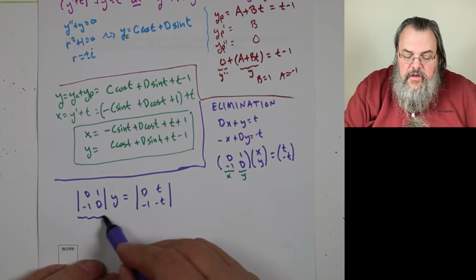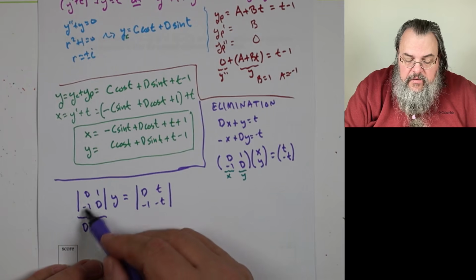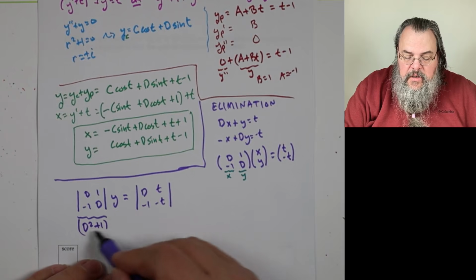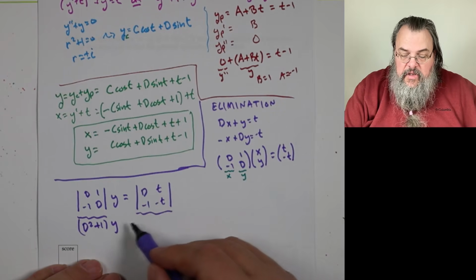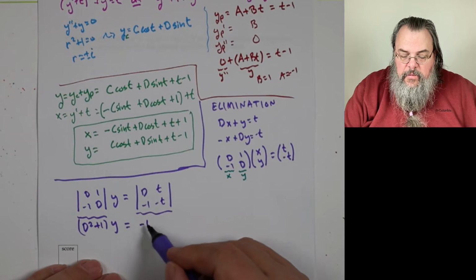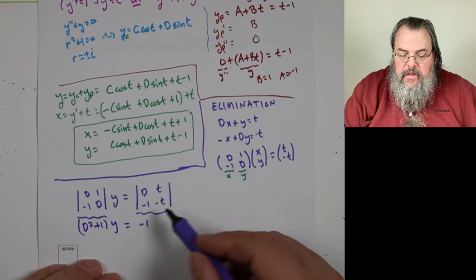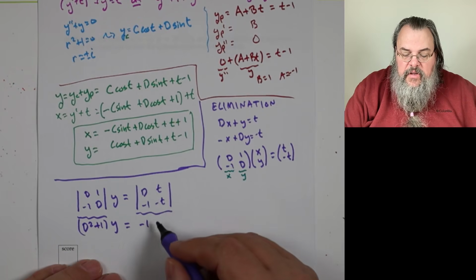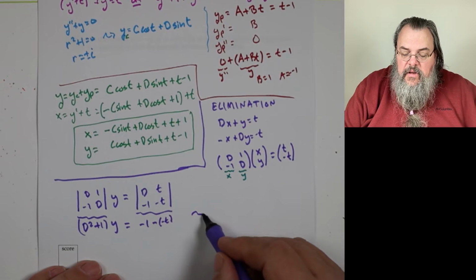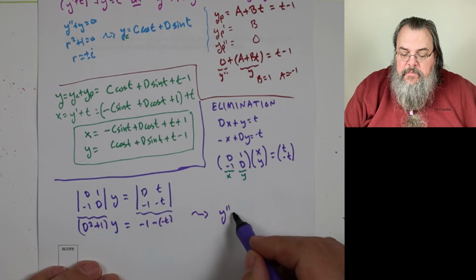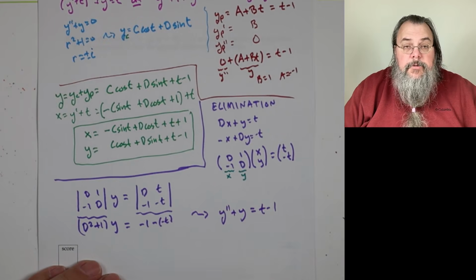Over here, we'd have D squared minus 1, that's D squared plus 1 times y. And on this side, we have D times minus t, and that's minus 1. That way, right? D, take the derivative of that. Subtract minus t. Or if you rewrite this, this becomes y double prime plus y is equal to t minus 1.